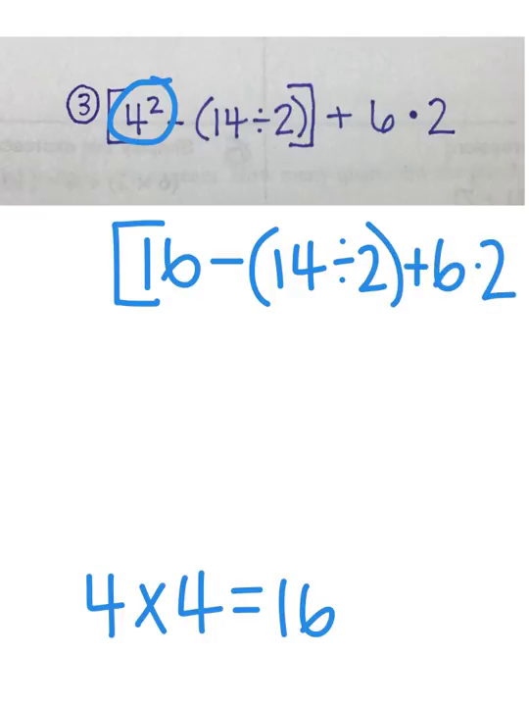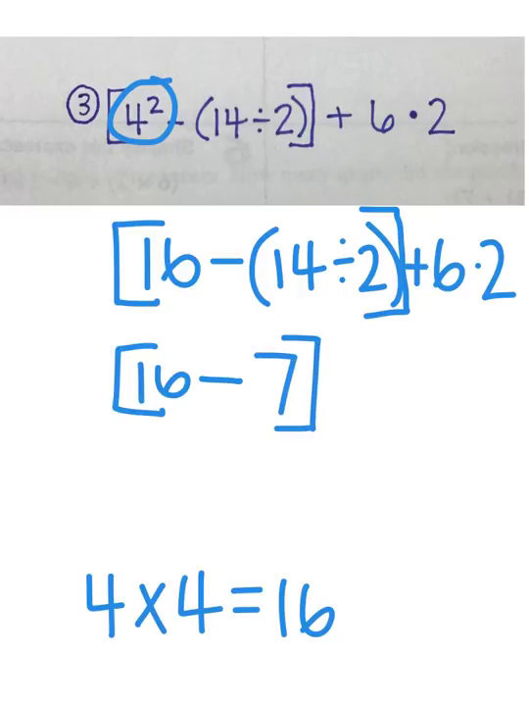Then back inside our parentheses, we have 14 divided by 2 needs to come before we do our subtraction. So we have 16 minus 14 divided by 2 is 7, plus 6 times 2. Still have a parentheses, so 16 minus 7 gets us 9.